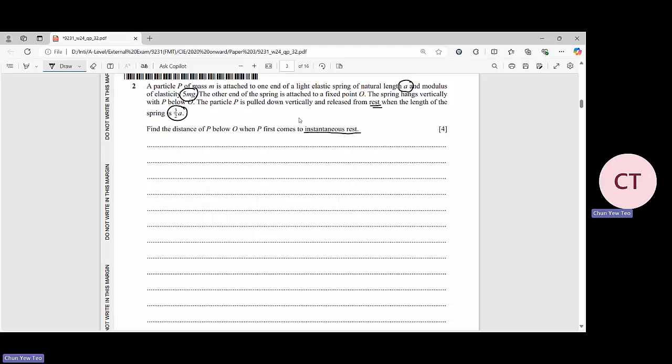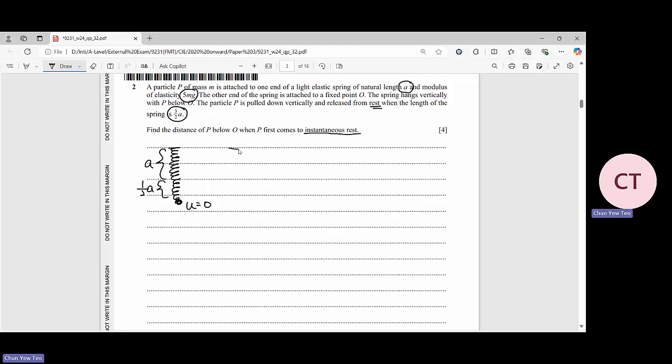Okay, so this is a spring, not a string. So for a spring, it will be something like this. Okay, so this is the natural length. And it has been pulled down until 3/2 a. That means an additional half a over here. And when it is released from rest, the spring goes up. Okay, so when it comes to here, the v is 0.